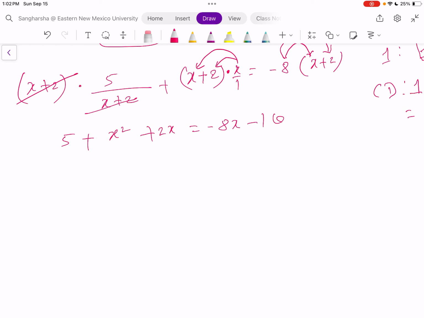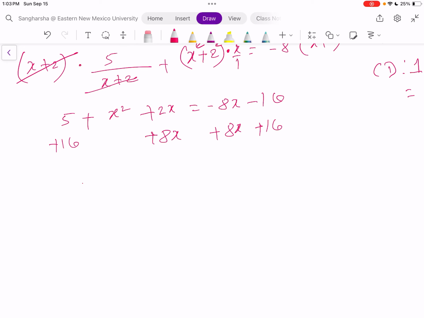Now we simplify. This is a quadratic equation, so let's make 0 on one side. We add 8x on both sides, and you add 16 on both sides. So let me start by writing from the square term, x squared, so 2x plus 8x, 10x, then constant 5 plus 16, 21 equals 0. So this is a quadratic equation. Okay, you are not done yet, you need to solve this quadratic equation.